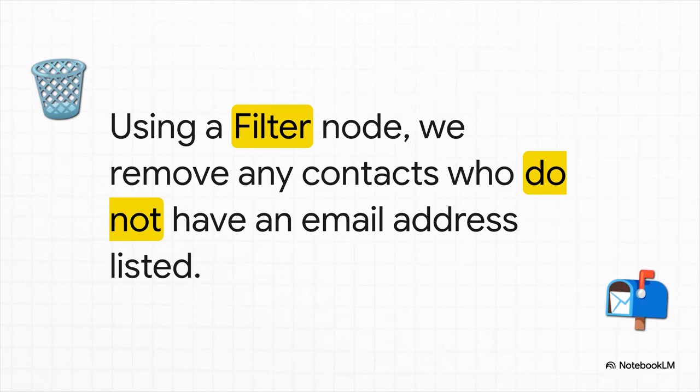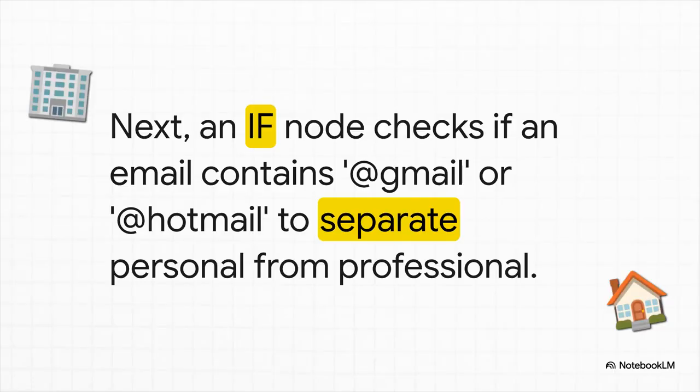Okay, first things first, data quality. There's really no point in trying to email someone if they don't have an email address, right? So our very first node is a super simple filter. Its only job is to remove any contact where that email field is empty. And just like that, the workflow runs. It takes our list from 10 messy contacts down to 8 clean, usable ones. Instantly. No manual work required.